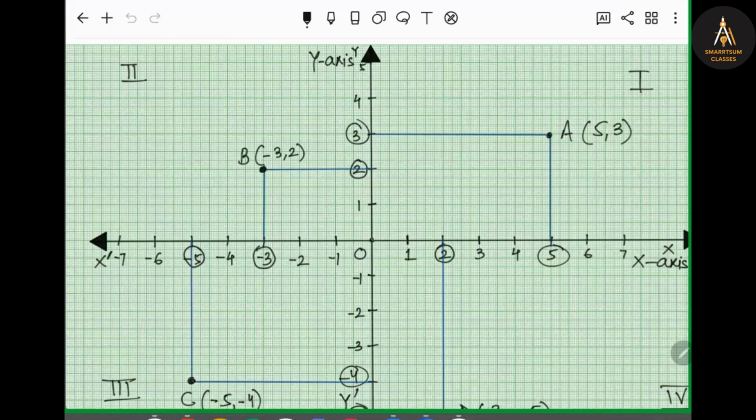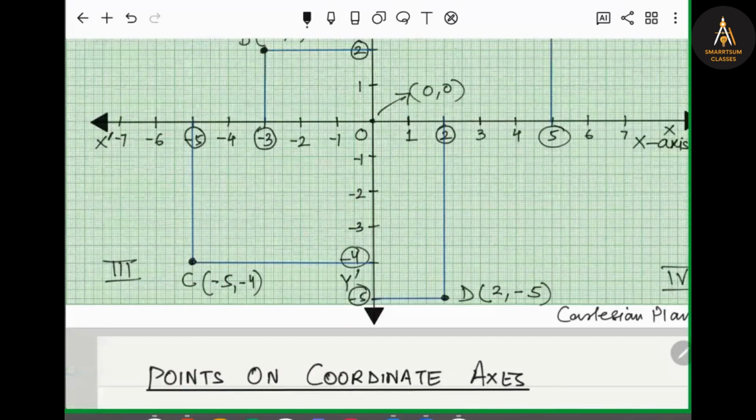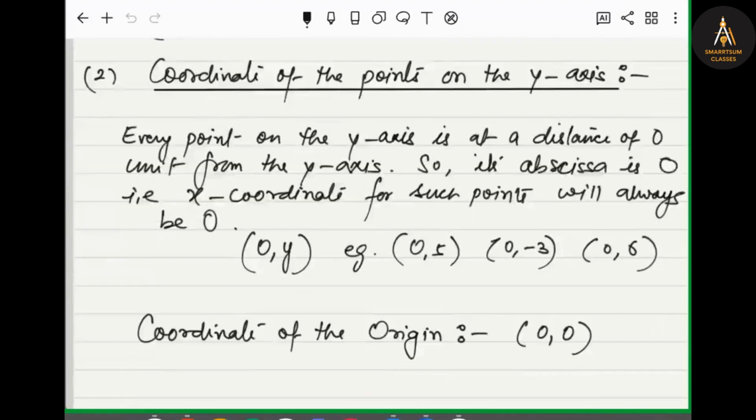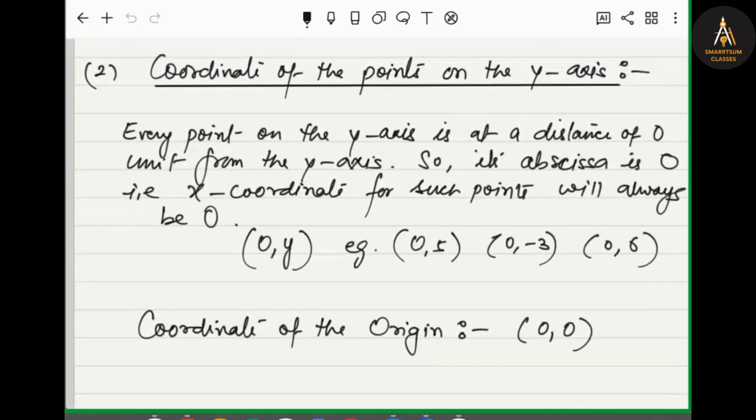So what is the coordinate of this point, which is at the origin? This is 0, 0. Is that clear? 0, 0 is the point which is the origin, where the two coordinate axes are meeting, and the y coordinate and x coordinate both are 0 at this point. Is this clear to you?